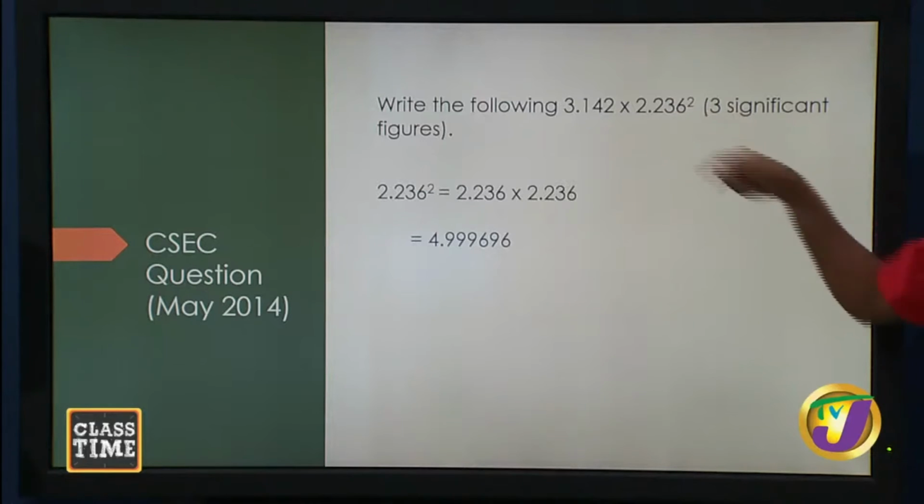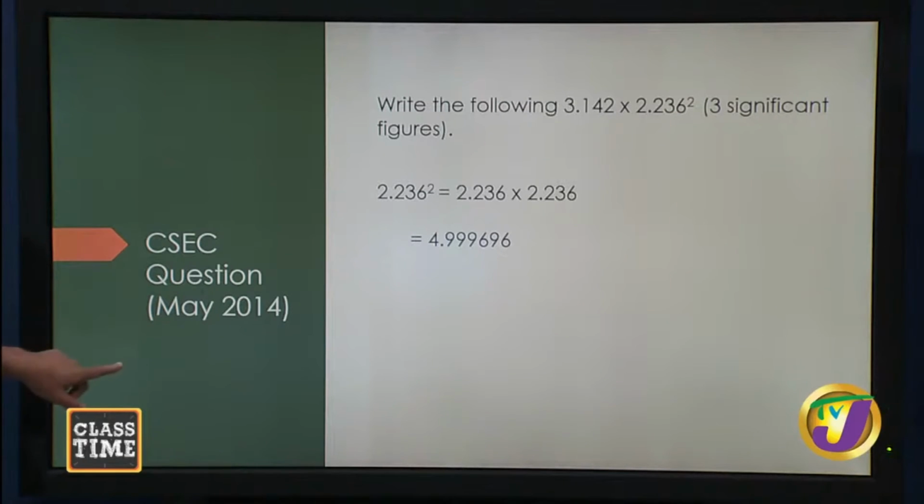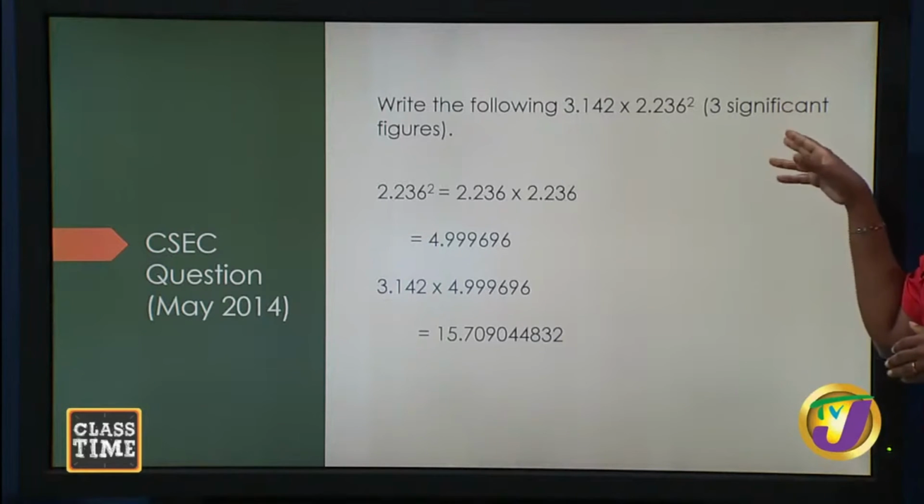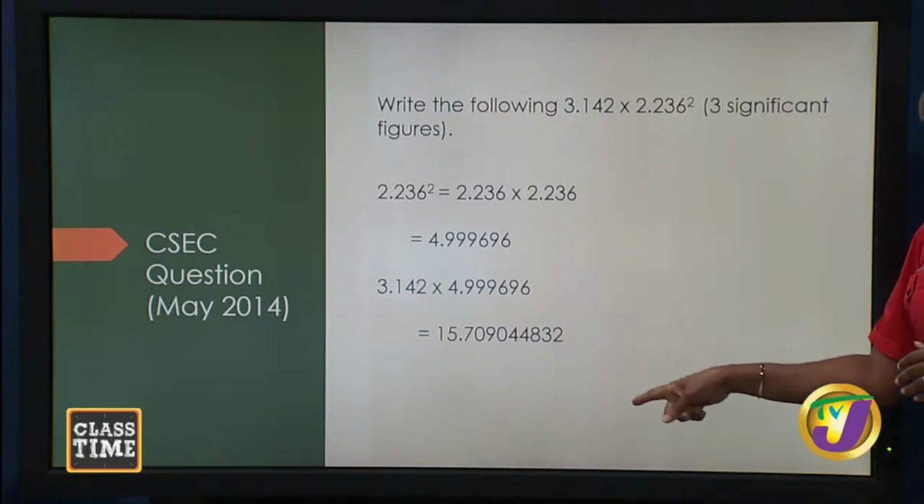So after doing that, we can now multiply that by the 3.142. And that would give us 15.709044. Very long number. So now we write that to three significant figures.